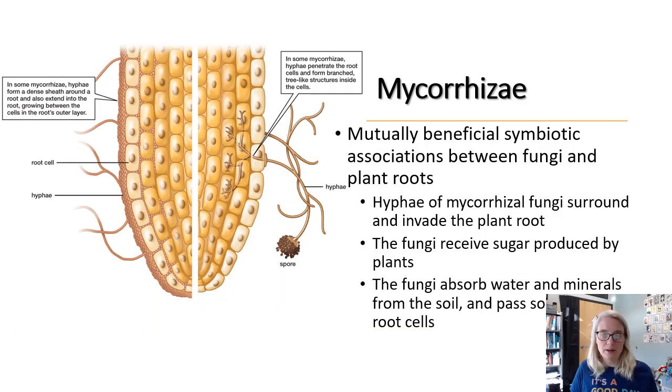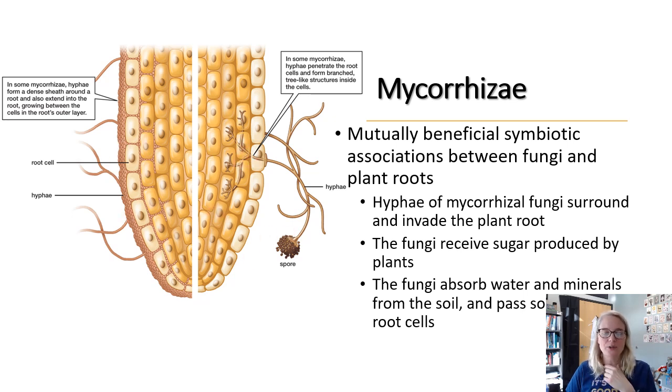Another beneficial relationship of fungi is called mycorrhizae. This is where the hyphae of the fungus actually grow into the roots. So here we have the root itself of the plant. Sometimes they grow into the cells. Sometimes they just grow in between the cells.